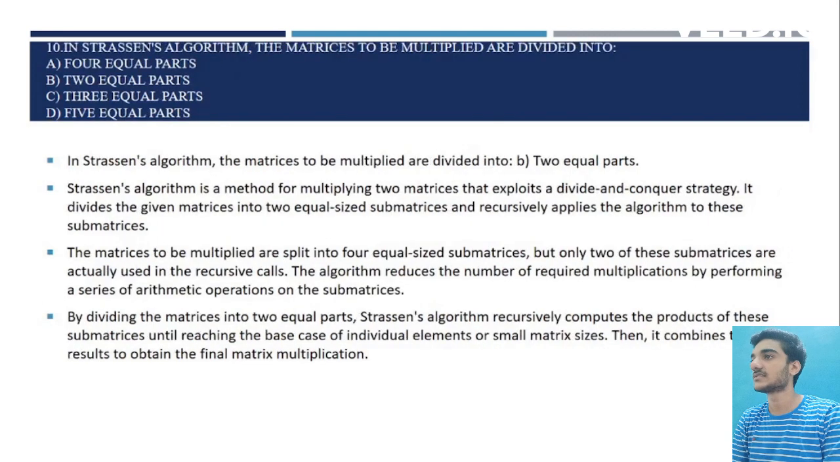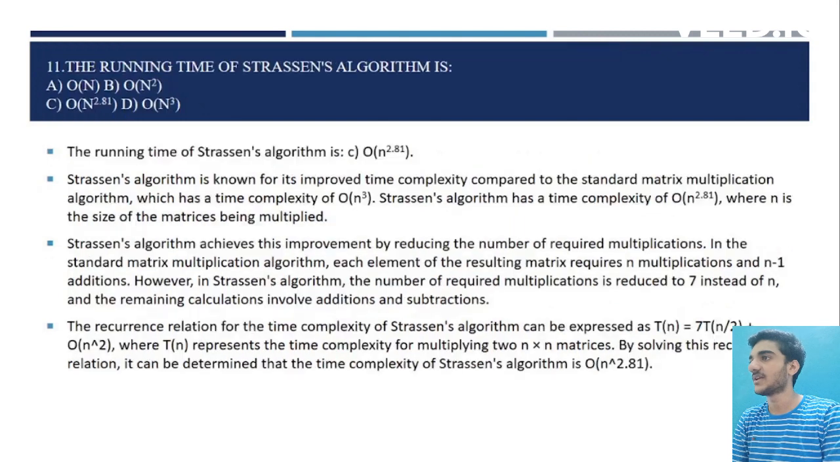Question number 10. In Strassen's algorithm, the matrices can be multiplied or divided into. The correct answer is two equal parts. Question number 11. The running time of Strassen's algorithm is. The correct option is big O of n^2.81, which is less than standard matrix multiplication O(n^3).